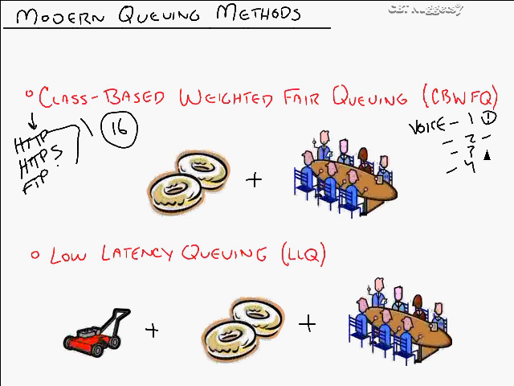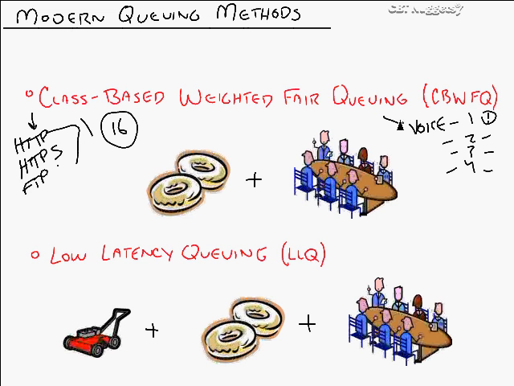So I'm giving priority, right? Yeah, but you're not giving the kind of priority that voice needs. Voice has very, very specific delay requirements. It has to get from point A to point B in 150 milliseconds or less, and that's a pretty tight requirement. And here's the problem with class-based weighted fair queuing.